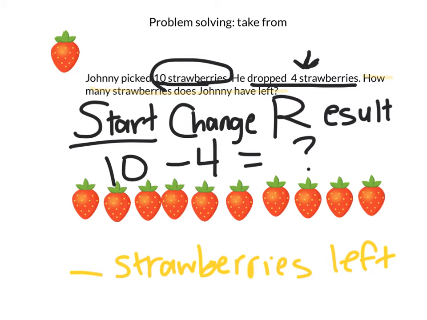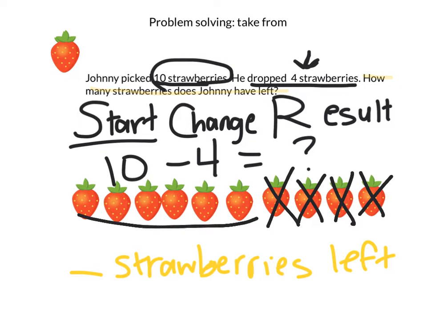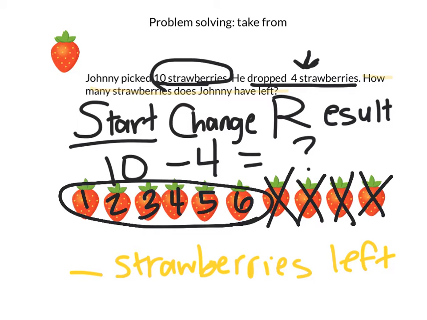Okay, so I'm starting with my 10. My change is that I am losing 4, so I'm subtracting 4. So I'm going to go ahead and cross those 4 out, and then how many do I have left? 1, 2, 3, 4, 5, 6. So this shows us that usually I tell you not to erase in math, but for right now, because we do know what goes with that question mark, I can say now 10 minus 4 equals 6.